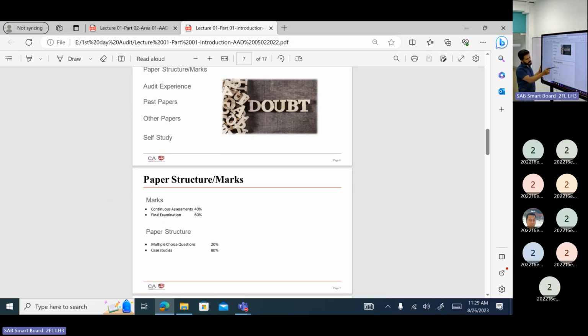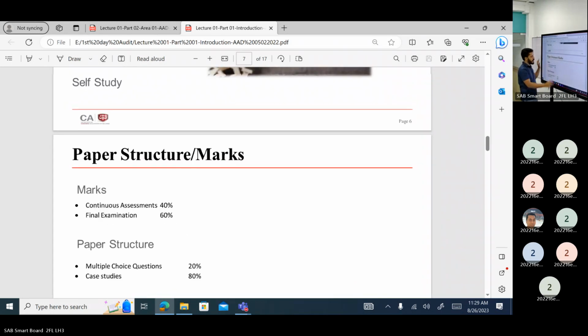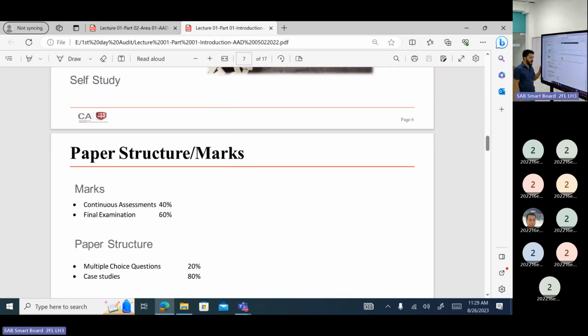So the marks is the base. Continuous assessment 40. Final exam 60. Continuous assessment is a really important one. So normally, each and every day I am trying to give you that. That's how I'm doing. Otherwise, we can't engage people.